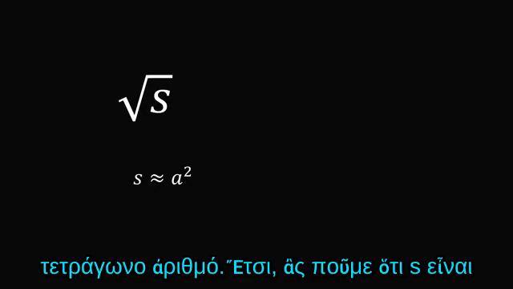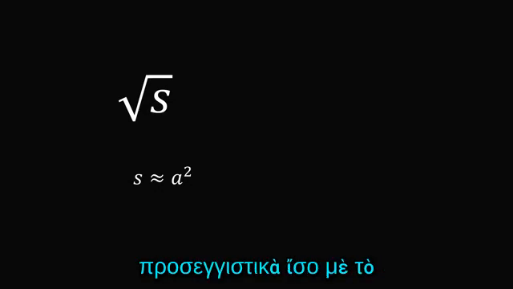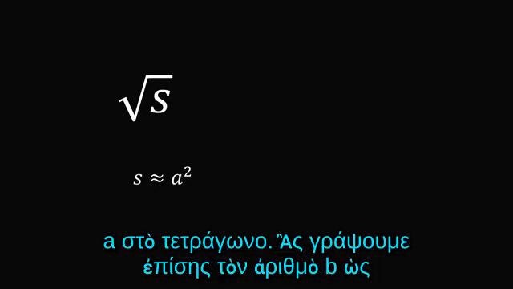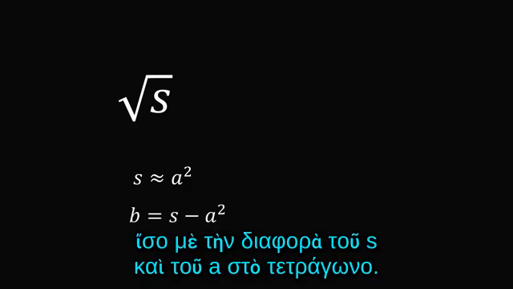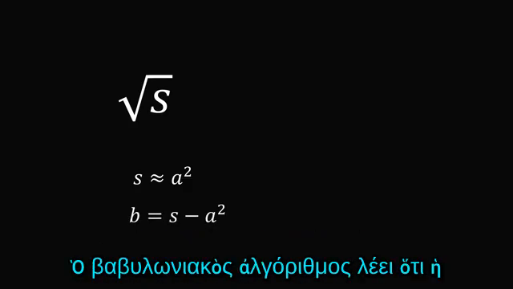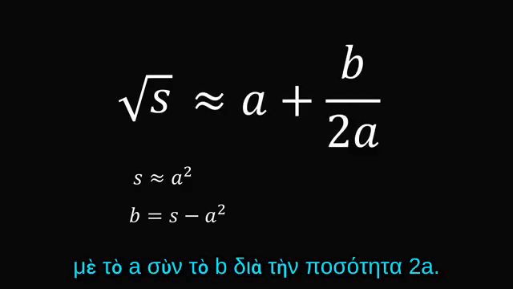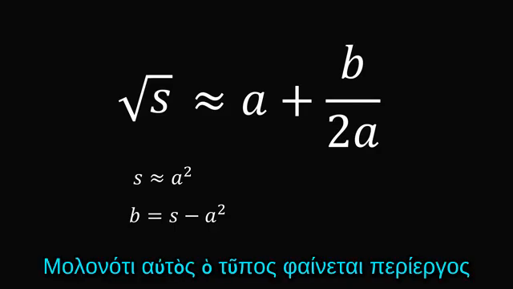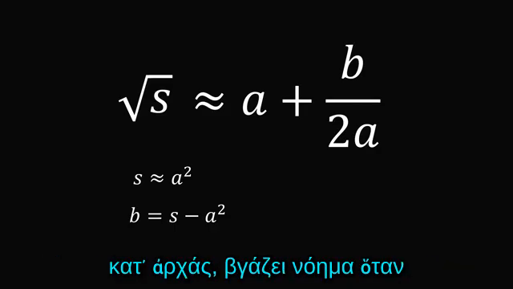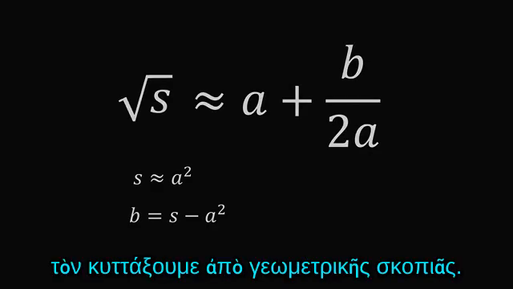So let's say that s is approximately equal to a squared. Let's also write the number b to be equal to the difference of s and a squared. The Babylonian algorithm states that the square root of s is approximately equal to a plus b divided by the quantity 2a. While this formula looks weird at first, it makes a lot of sense when you consider it geometrically.